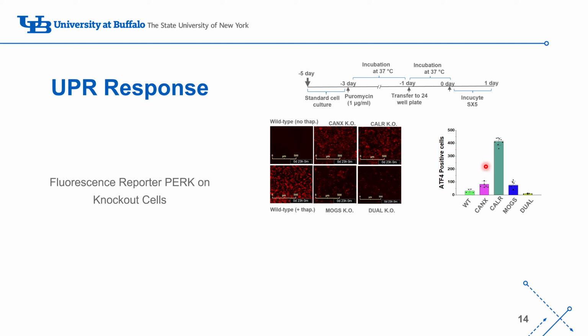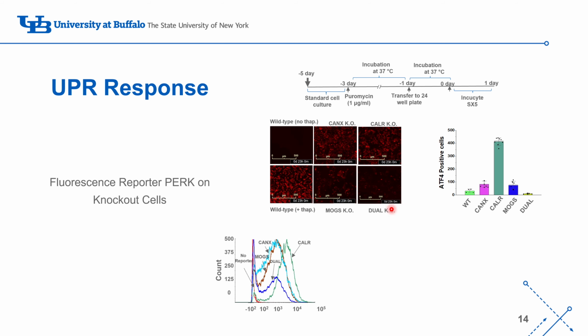When we quantify these images, we can see that for calreticulin, the ER stress is very high. However, for calnexin and MOX, the ER stress is comparable. And for the wild type and dual knockout, the ER stress is almost negligible. This is in line with the InQSight images.